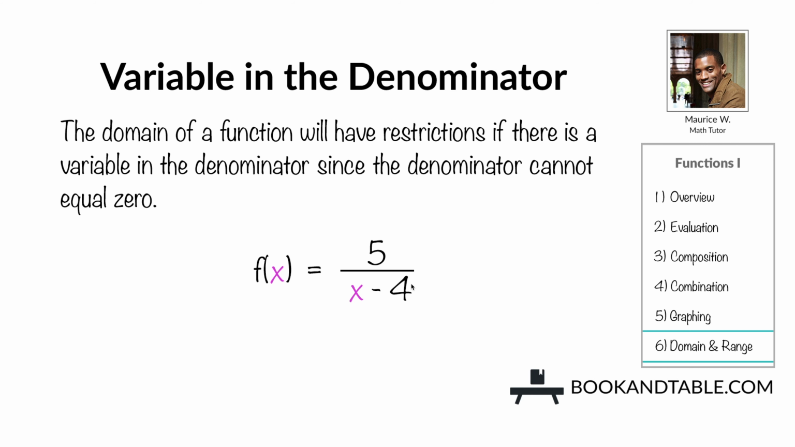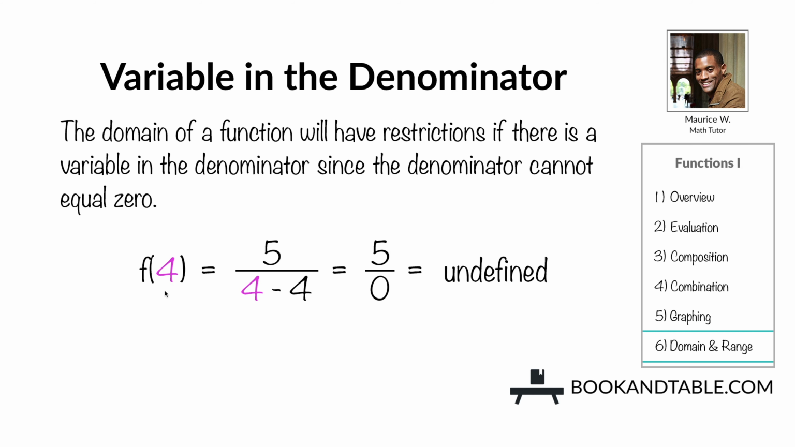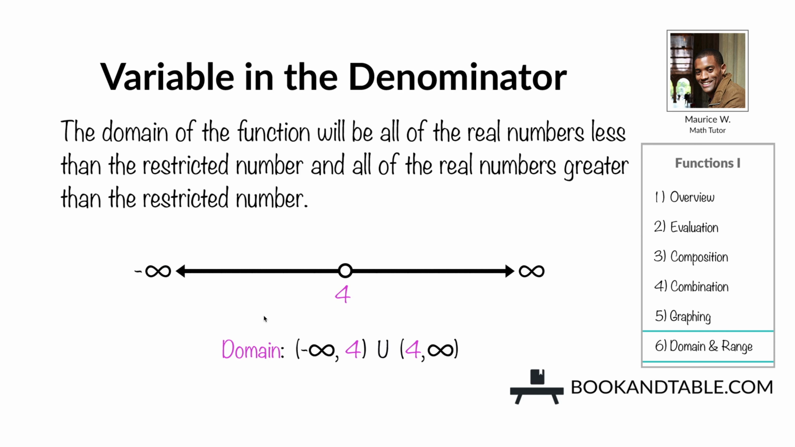So in this example, f of x is equal to 5 divided by x minus 4. x cannot equal 4, because if it did, then we would have f of 4 is equal to 5 divided by 4 minus 4, and that would be equal to 0. And then 5 divided by 0 would be undefined. So in your domain, x can equal any number, but it cannot equal 4, because that is the one number that will result in 0. So the domain is all real numbers except 4. Okay, so that's the logic of how we find the domain when a variable is in the denominator.